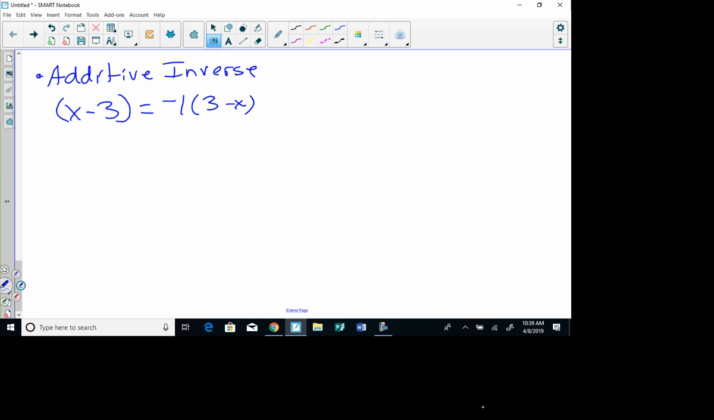So let's try another one. What if I have 6 minus n? What is that the same as? Negative 1 times? N plus negative. N minus 6. Okay. So you see how that is right there?